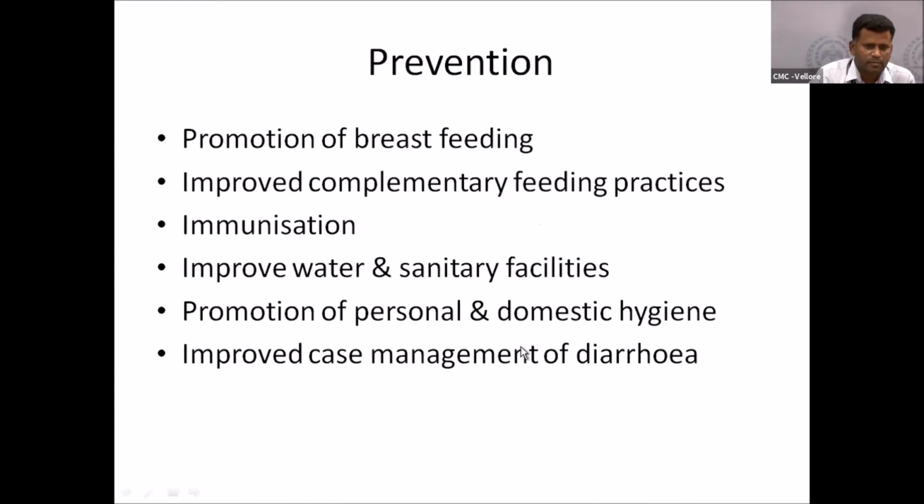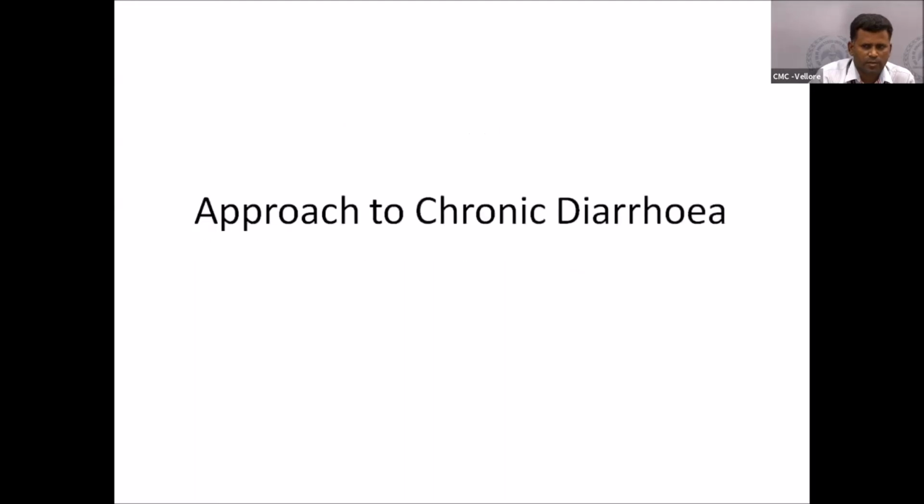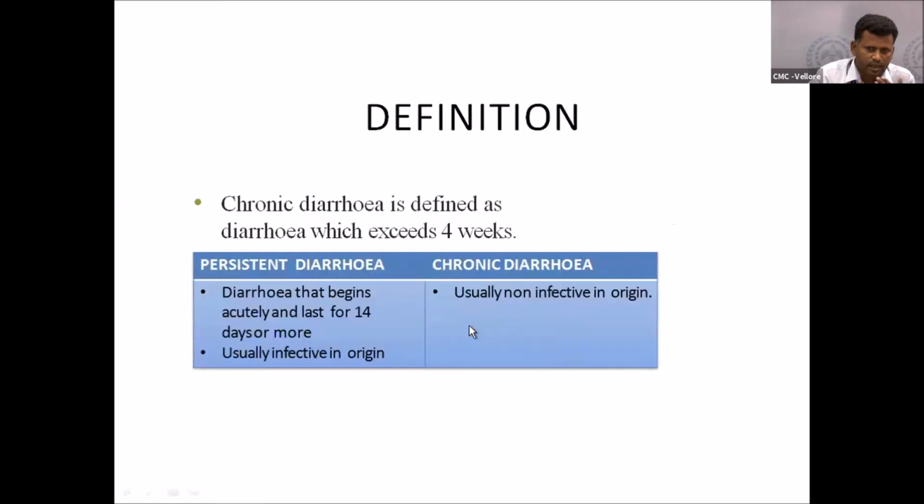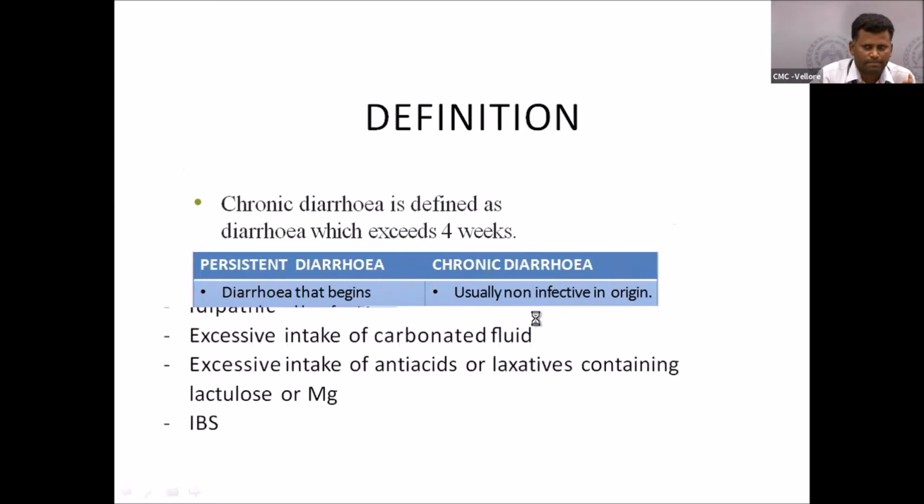So now I'm going to talk about a few slides on the approach to chronic diarrhea, because chronic diarrhea is also more common in children. So what is the definition of chronic diarrhea? If diarrhea exceeds more than 4 weeks. Persistent diarrhea: if the diarrhea starts as infective in origin and then persists for more than 14 days, then we call it persistent diarrhea. But chronic diarrhea usually may not be infective in origin. Having said that, infection can also produce chronic diarrhea.